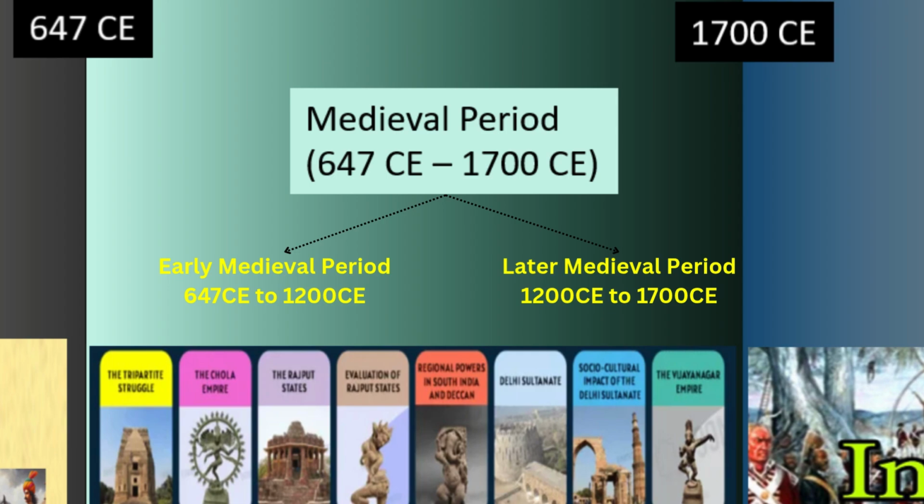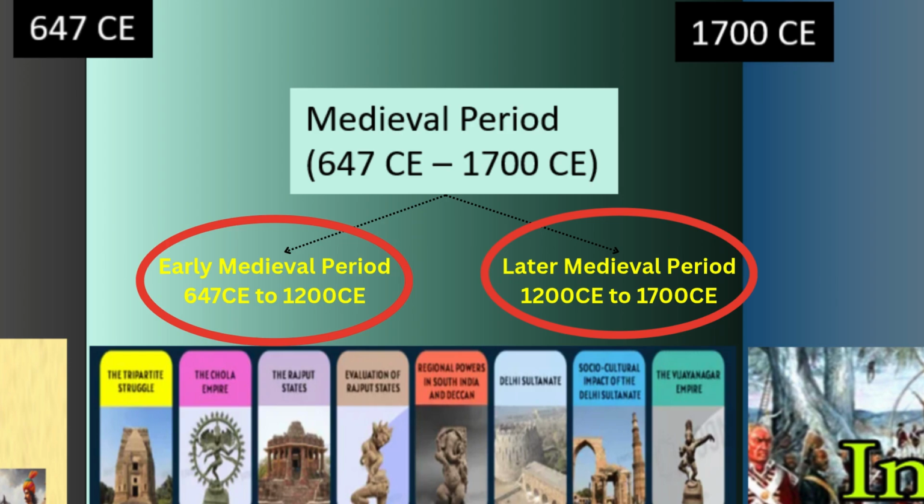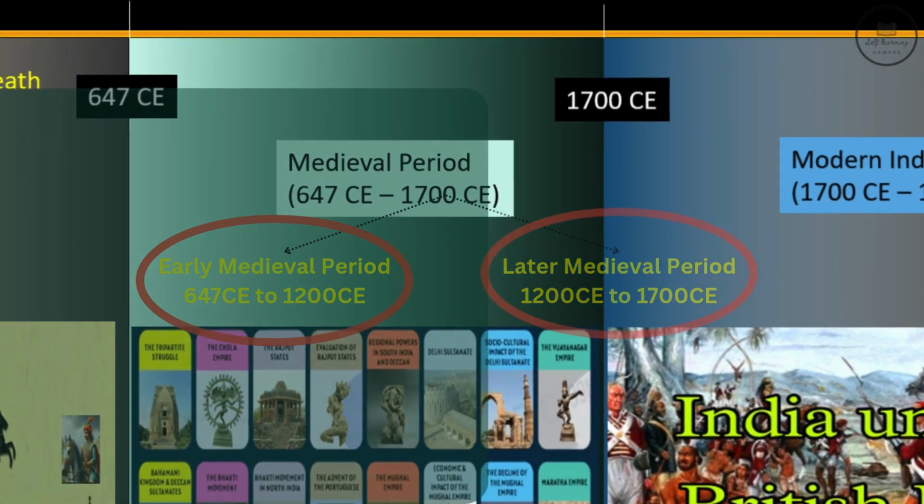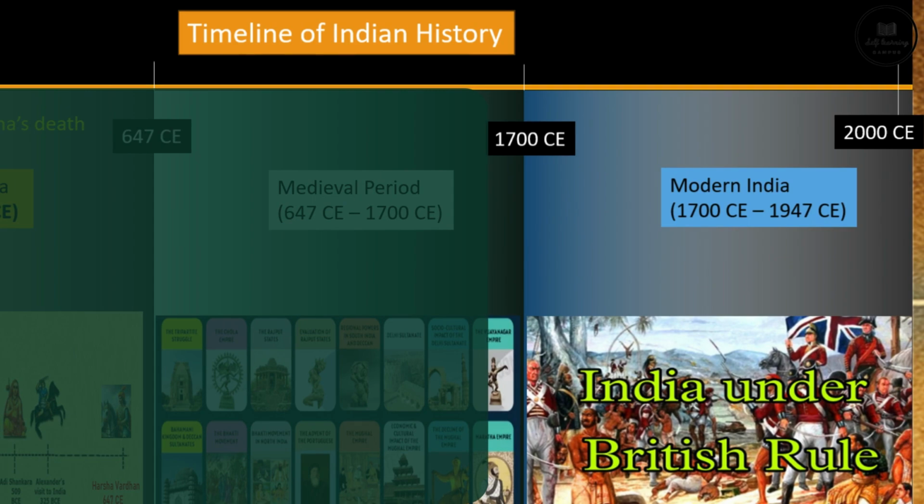Since the medieval period is long, to understand it better, historians have divided it again into two parts: the early medieval period and the later medieval period. The early medieval period is from 647 to 1200 CE, and the later medieval period is from 1200 to 1700 CE. The modern period extends from 1700 CE to 1947, when India achieved independence from British rule.